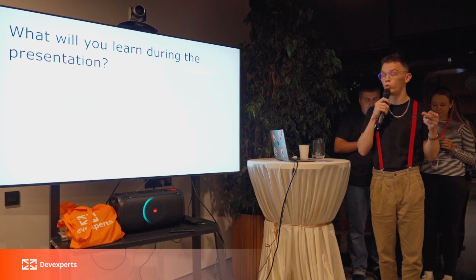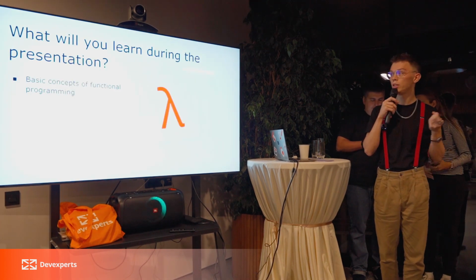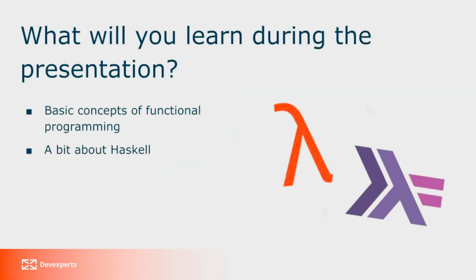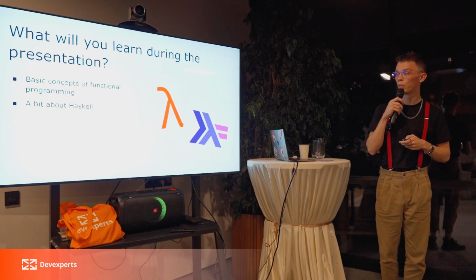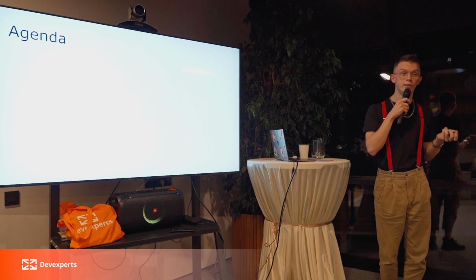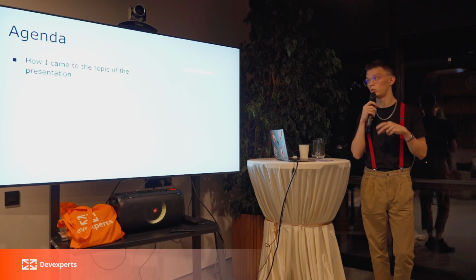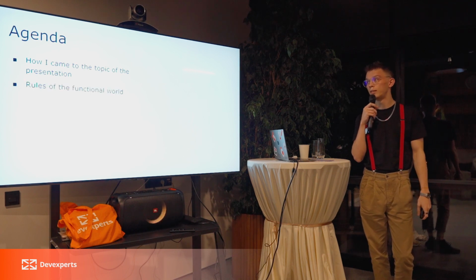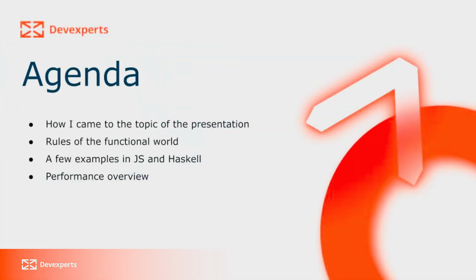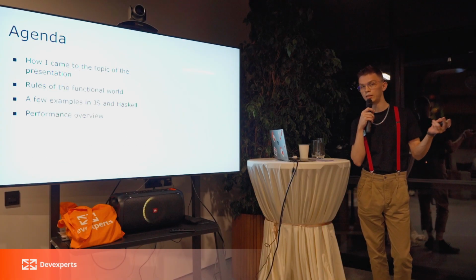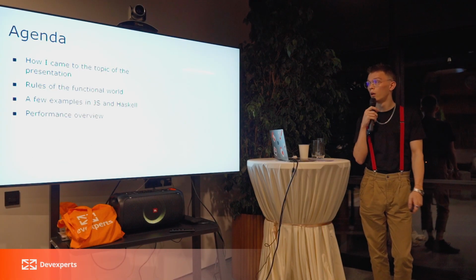So, what will you learn during this presentation? The first thing is the basic concepts of functional programming. The second one is a little bit about Haskell. What you will see during this presentation: the first thing is how I came to this topic of the presentation. The second one is the rules of the functional world. The third one is a few examples in JavaScript and Haskell. And some small performance overview.